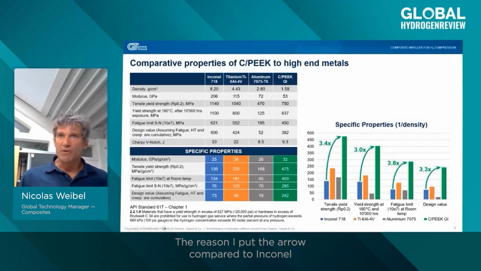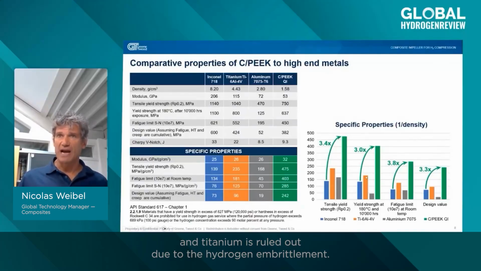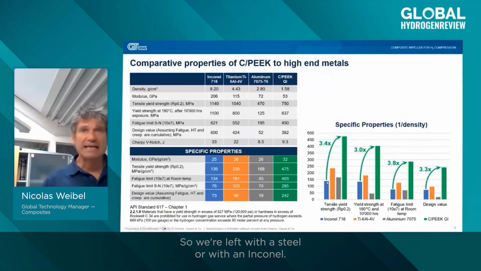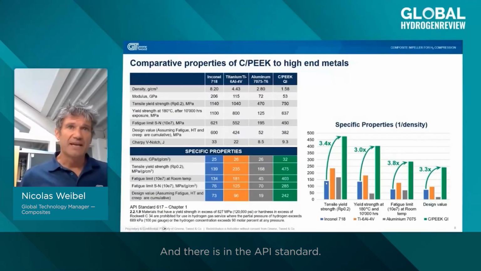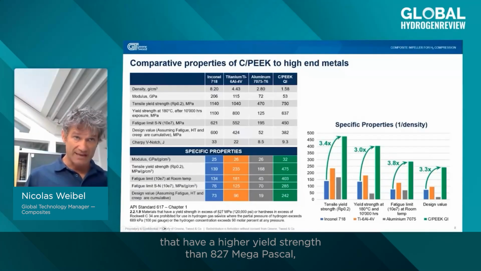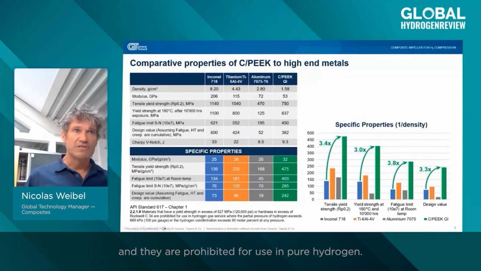The reason I put the arrow compared to Inconel is because aluminum at these temperatures really doesn't offer very much at the end, and titanium is ruled out due to the hydrogen embrittlement. So we're left with a steel or with an Inconel, and there is in the API standard 617, Chapter 1, a restriction for the use of metals that have a higher yield strength than 827 megapascal, and they are prohibited for use in pure hydrogen.